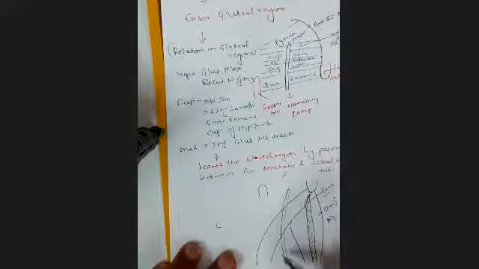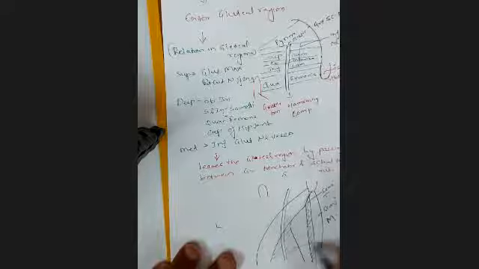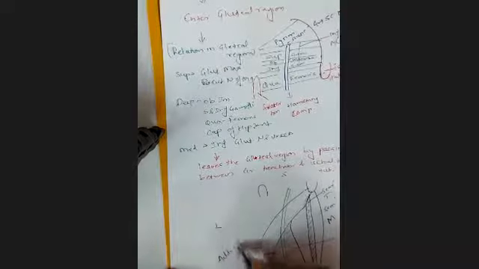This is semitendinosus, and this is semimembranosus. So the medial relations will be semitendinosus, and the nerve will be lying on this muscle over here, and that is adductor magnus. Adductor magnus.